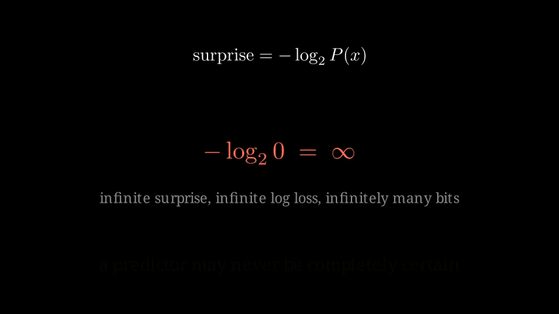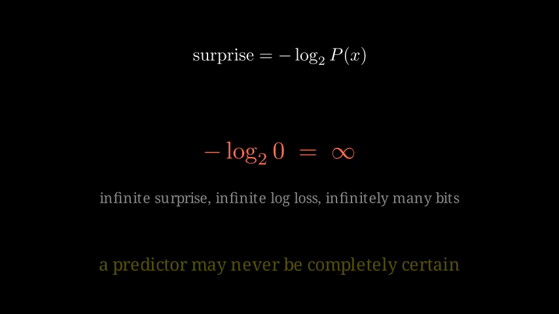Your surprise at each symbol is the negative logarithm of the probability you gave it. Feed a probability of 0 into that score, and the logarithm runs off to infinity. So the moment a symbol you called impossible actually arrives, your surprise is infinite, and your total log loss is infinite too, no matter how well you predicted everywhere else.